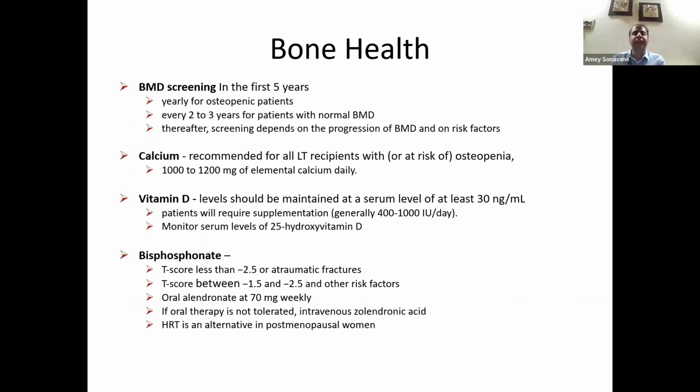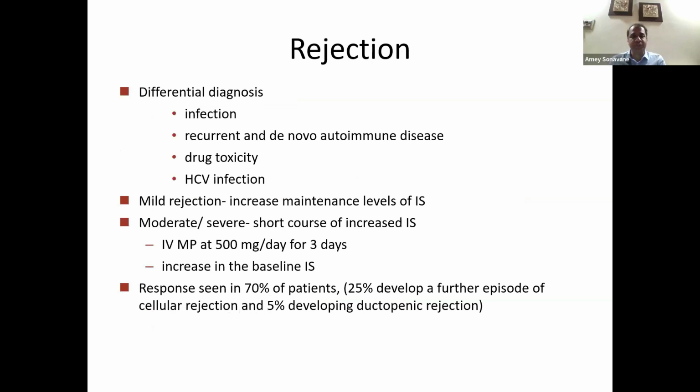Do their BMD screening in the first 5 years, especially if these patients are osteopenic. Put them on calcium supplements and vitamin D supplements, ensuring that the vitamin D level is at least 30 nanograms per milliliter. If these patients have a poor T-score on the BMD, then put them on bisphosphonates like alendronate 70 milligrams weekly. Or if the patient is unable to tolerate alendronate, then intravenous zoledronic acid helps in improving the bone health post-transplantation.